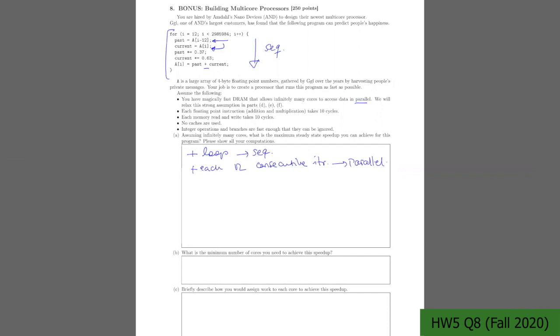And the reason is because of the data dependency that exists between the first and 13th iteration, right? Therefore we need to use Amdahl's law in order to find out what we can achieve by parallelism.